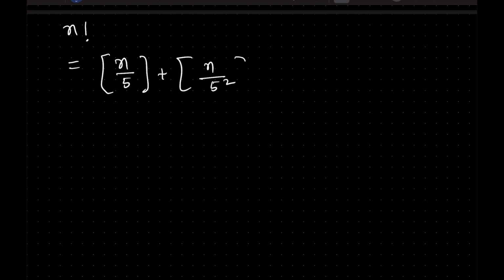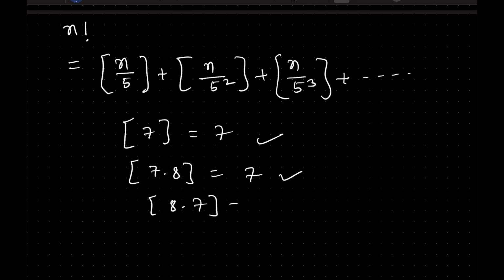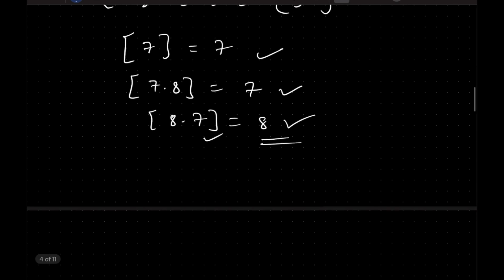To find the multiples of 5, suppose n factorial, we have a formula: floor of n by 5, plus floor of n by 5 square, plus floor of n by 5 cube, and so on. Floor function: if there is an integer inside it, we will get the integer as it is, and if the number lies between two integers, we will get the lower integer. For example 8.7, we will get 8, the greatest integer function or floor function.